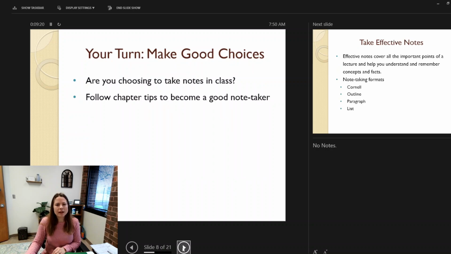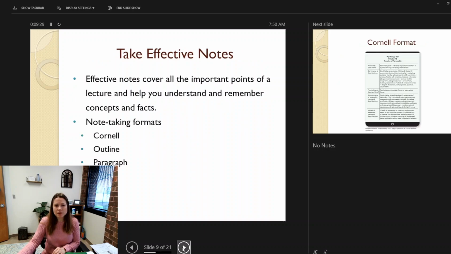So let's reflect. Are you choosing to take notes in class? Are you following these chapter tips that we've talked about and how to become a good note taker? So in chapter 5, if you want to see if you're engaged in learning, if you turn to page 105 in your textbooks, you're going to see table 5.1 that is going to let you see if you're an engaged learner. So this is a really nice activity to see how you respond, okay?